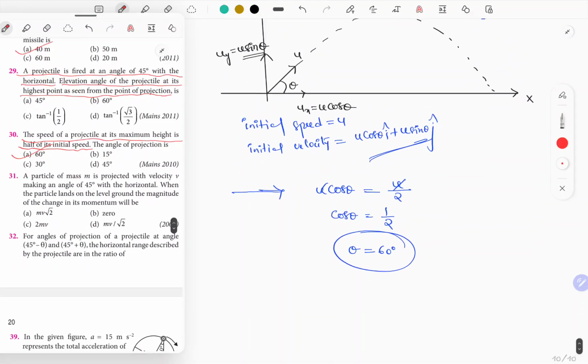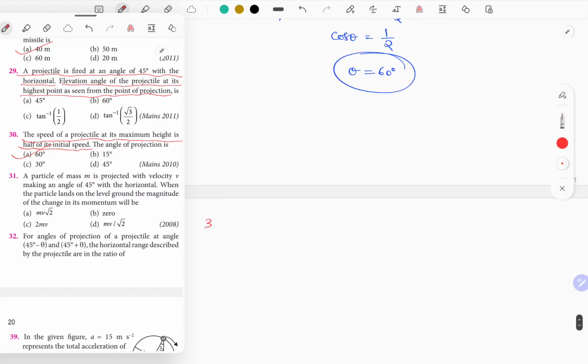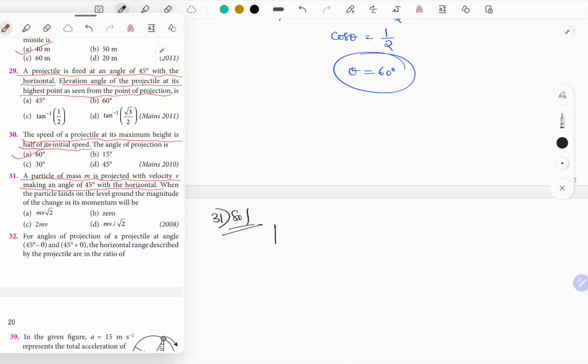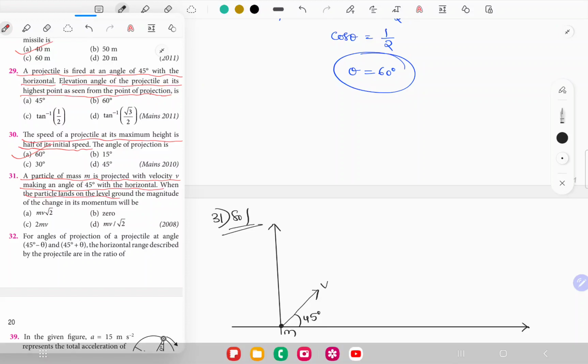Question number 31. A particle of mass m is projected with a velocity v making an angle of 45 degrees with the horizontal. When the particle lands on the level ground, the magnitude of the change in its momentum will be?